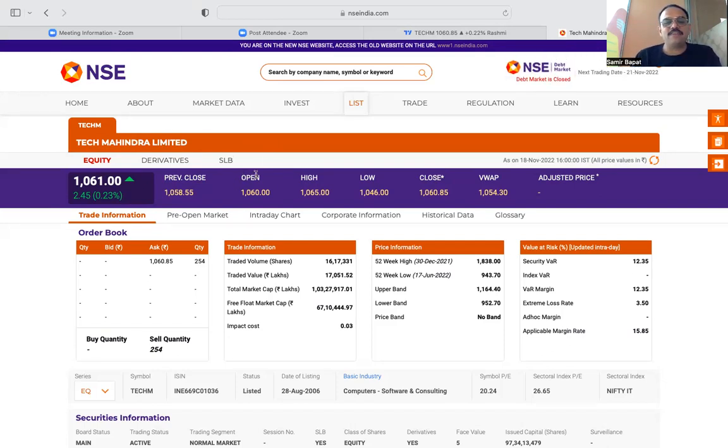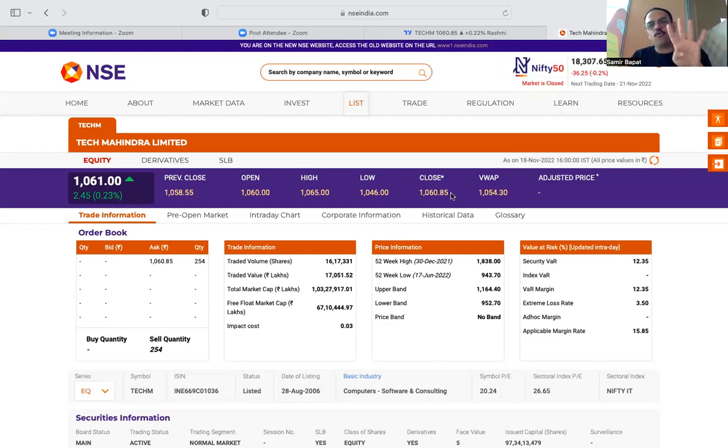Now, we have this open price. So what happened on Friday is at 9:15, Tech Mahindra started trading. So people started buying and selling at 1060. It went up to a high of 1065, a low of 1046, and closed at 1060. So you can see, where it started, it ended there. It opened at 9:15 at 1060, and at 3:30, the closing price was 1060.85. So after dancing all day, it went up to 1065, went down to 1046, and finally closed at the point where it started.